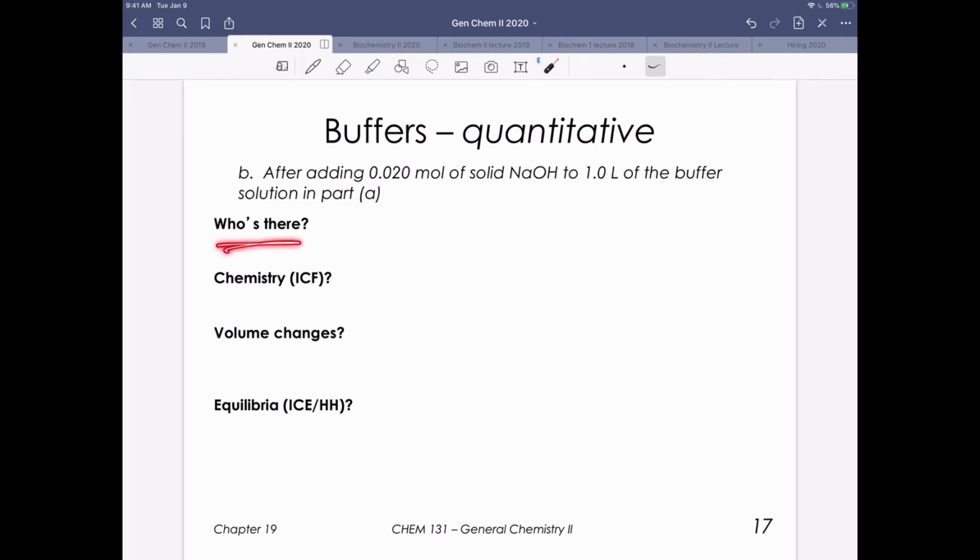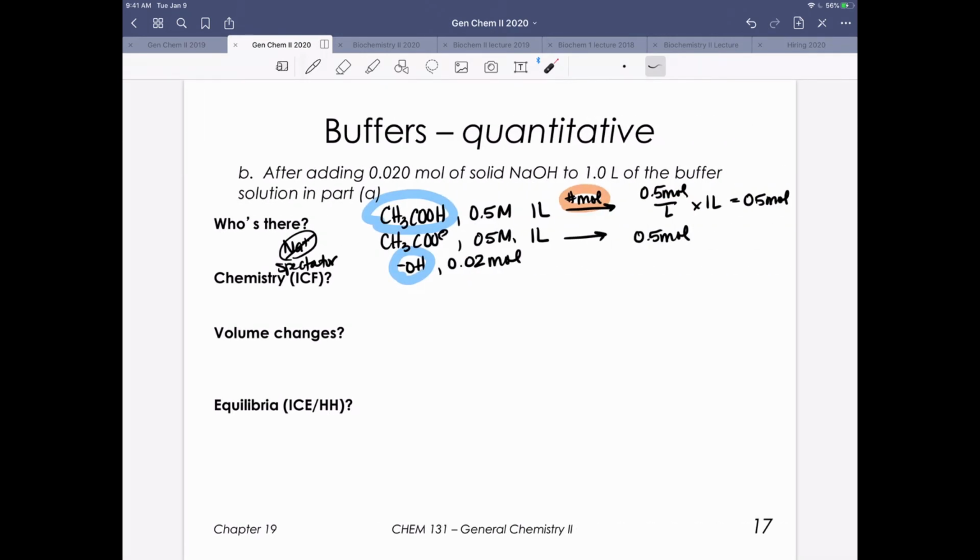So start by writing who's there, identifying the chemistry that can happen, keeping track of it with an ICF table. We just said there's not going to be anything to consider with volume changes. But then once the chips have fallen, once the chemistry has happened, look at what you have left, and then you can either do an ICE table or again the Henderson-Hasselbalch equation to figure out pH. In my worked out solution, I'll actually show you both again. So pause the video here if you'd like to try this on your own, or let it play if you want to see the worked out solution.